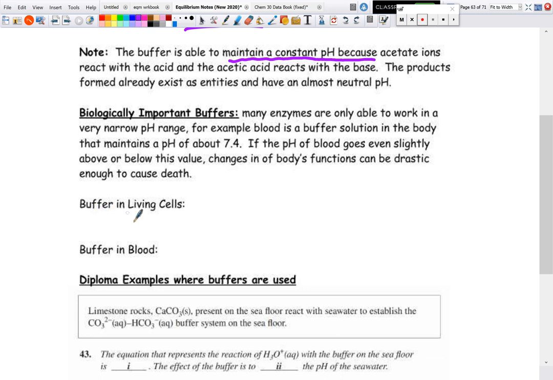So in our living cells, I believe we have the HPO4 and our H2PO4 buffer. So this is actually the base listed first, but we have our weak acid conjugate base. So just let me adjust that just so not to confuse anyone.